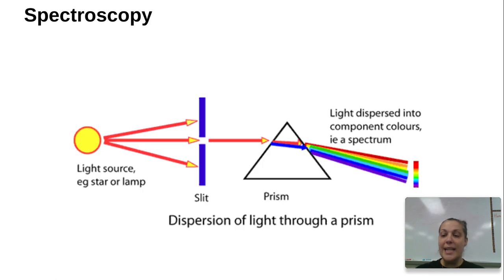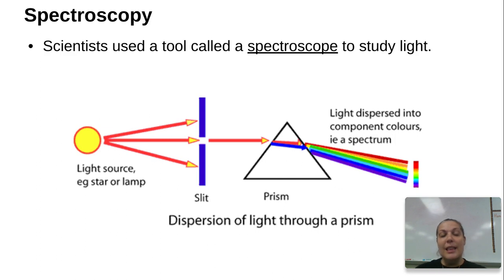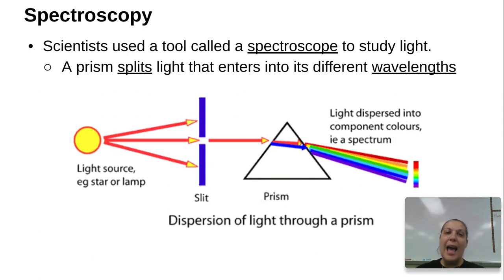So what we have is some kind of light source, either a star or a lamp, because we can observe this in a classroom or a laboratory setting. And what it does is it goes through a tiny slit within this setup, and then it hits what's called a prism. And this whole device is called a spectroscope. And that prism that it hits splits the light as it enters into different wavelengths.